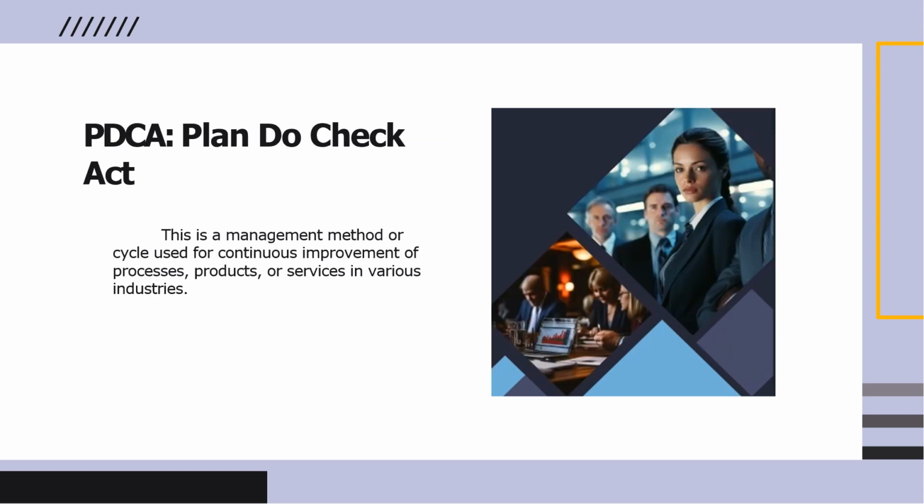PDCA, Plan, Do, Check, Act. This is a management method or cycle used for continuous improvement of processes, products, or services in various industries. This PDCA often has to do with quality. So it's important to understand the various steps in order to ensure quality.